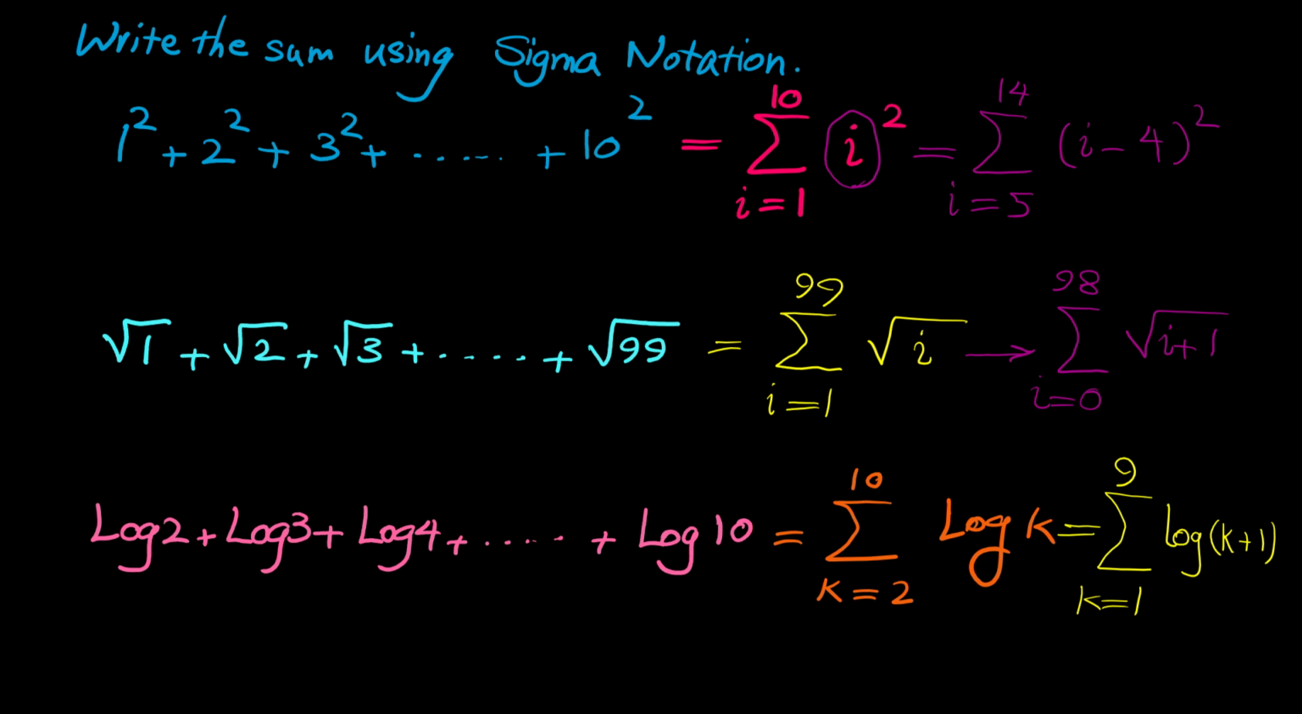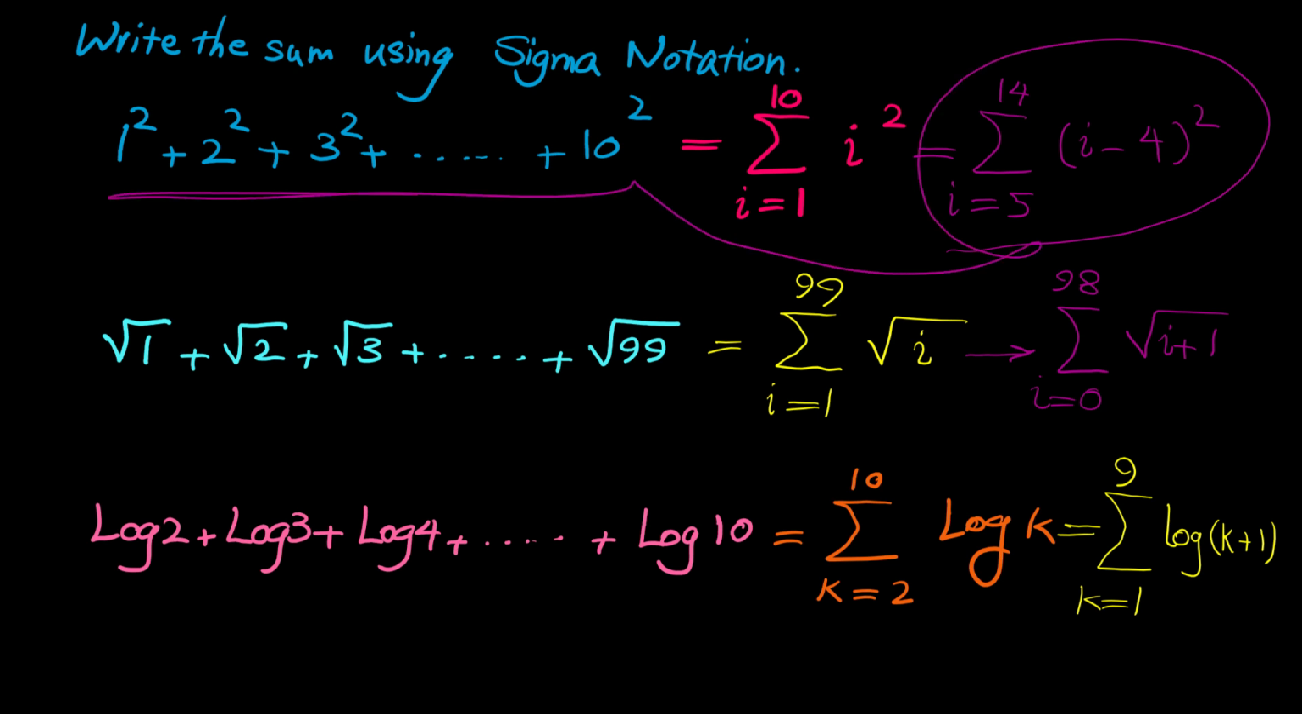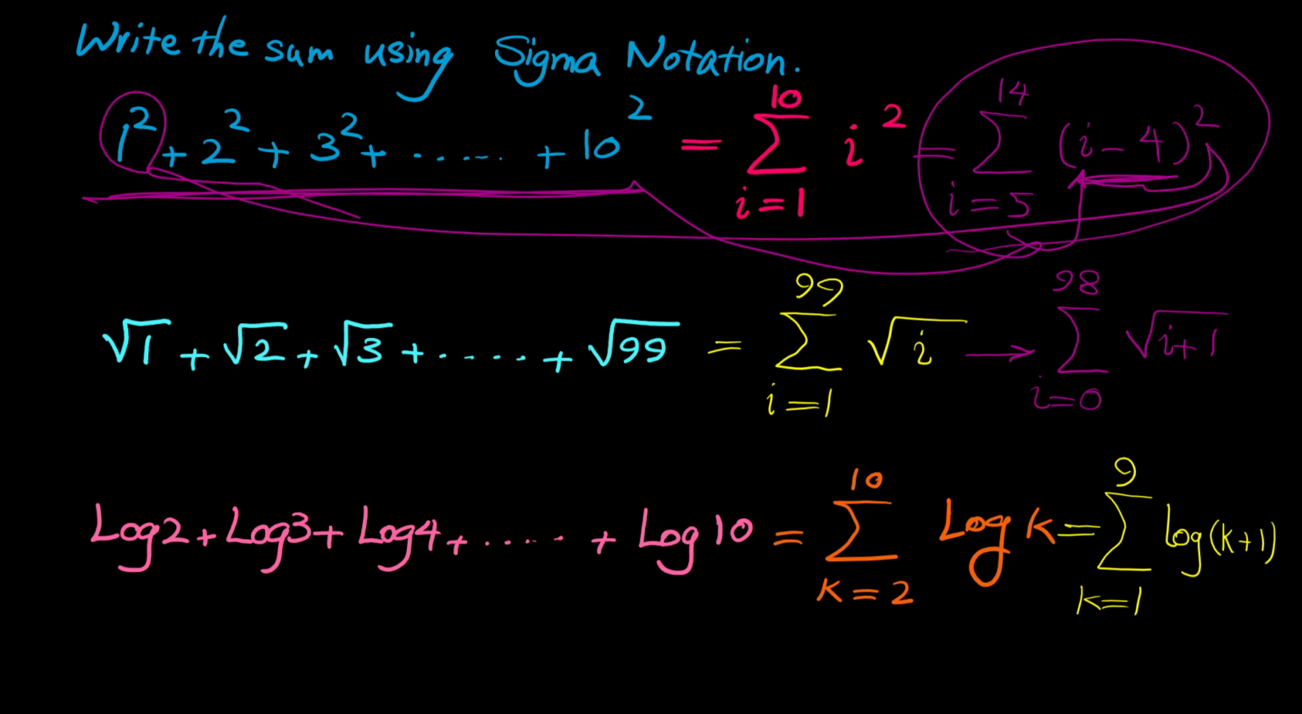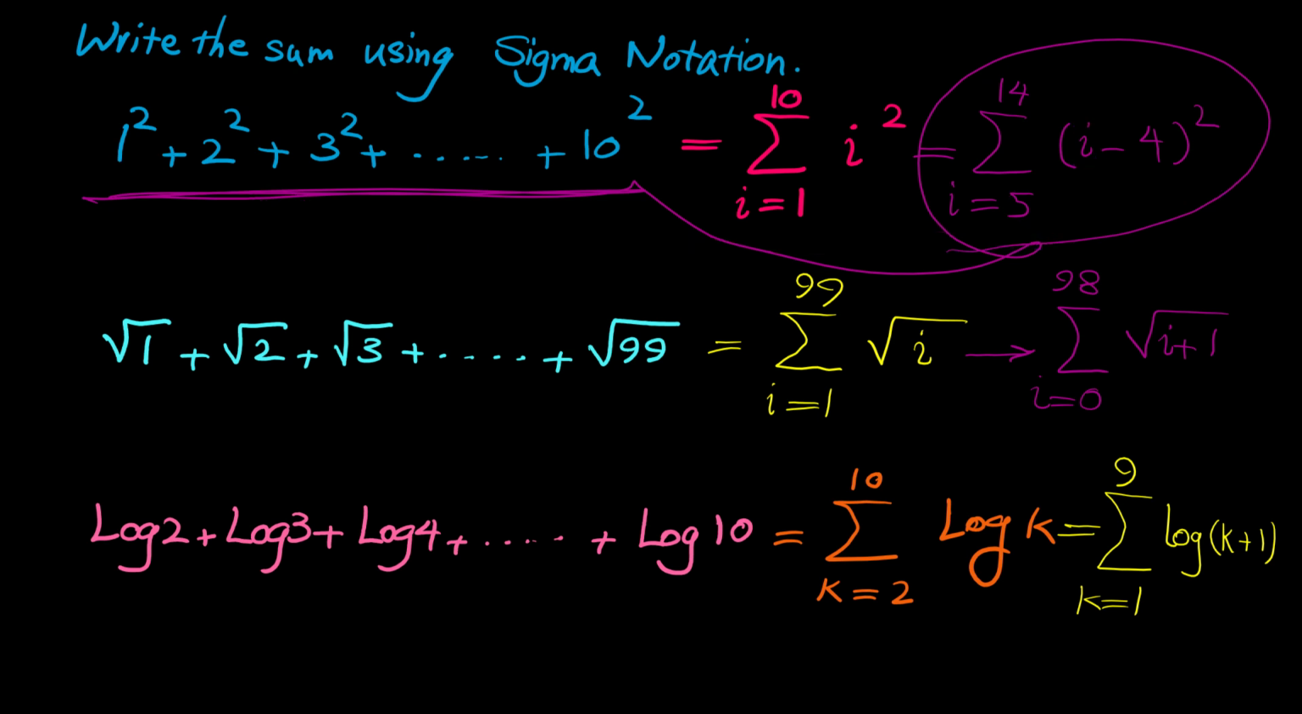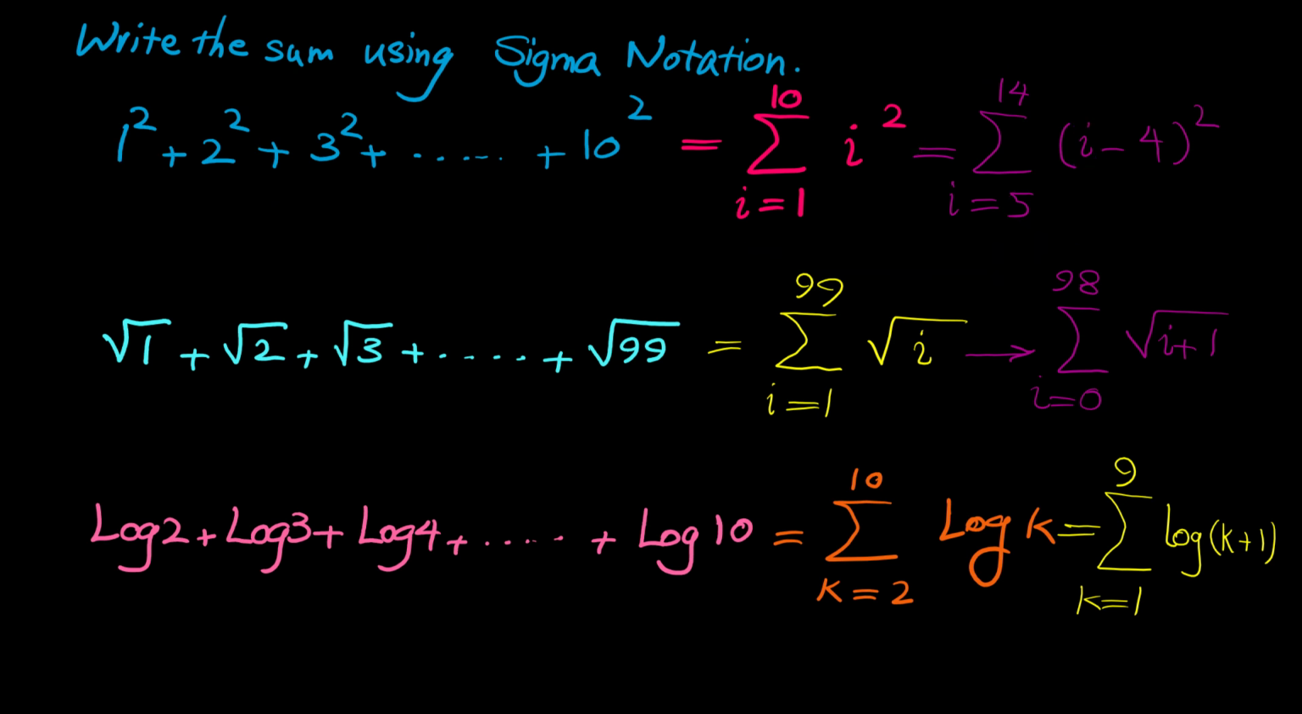So this sum here shows exactly this. For example, if you plug in 5 here, 5 minus 4 is 1, 1 to the 2. If you plug in 6 here, 6 minus 4, 2, 2 to the 2, and so on. So there is no unique way of writing a sum in sigma notation.